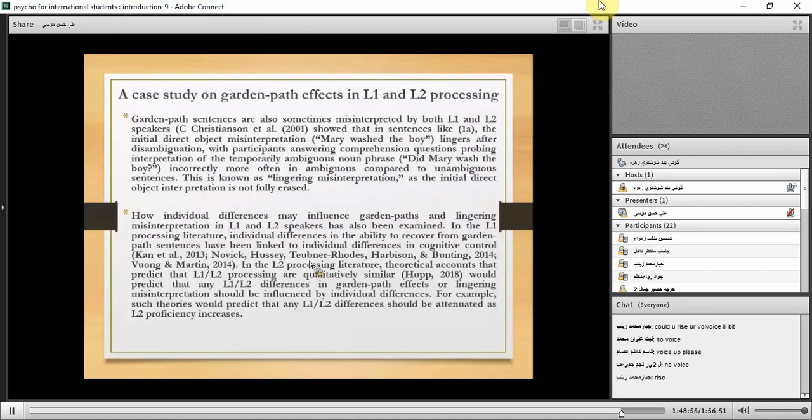For example, some studies report an effect of individual differences in L2 proficiency, with higher proficiency associated with higher comprehension accuracy and generally quicker reading times, but proficiency did not interact with their ambiguity manipulation.